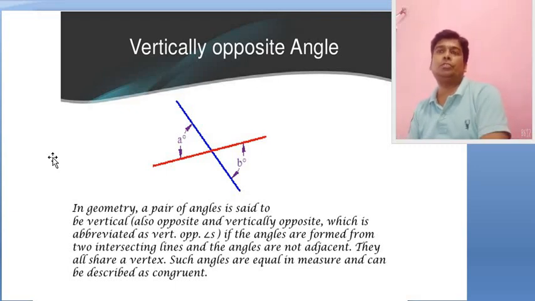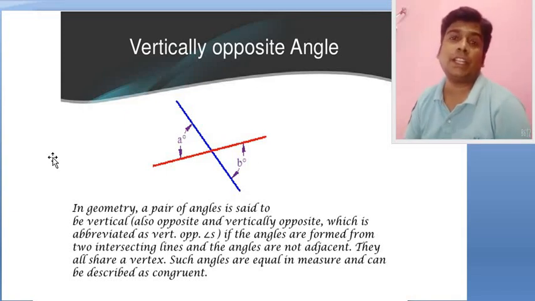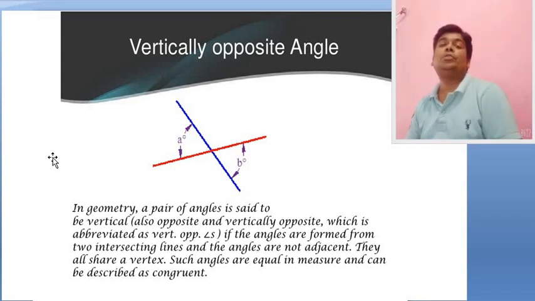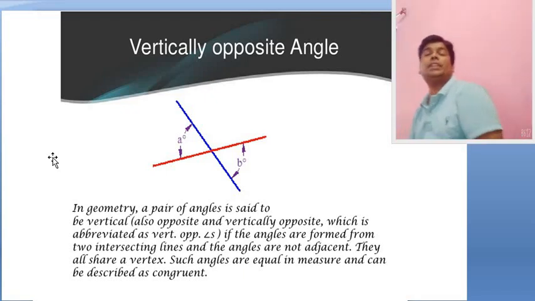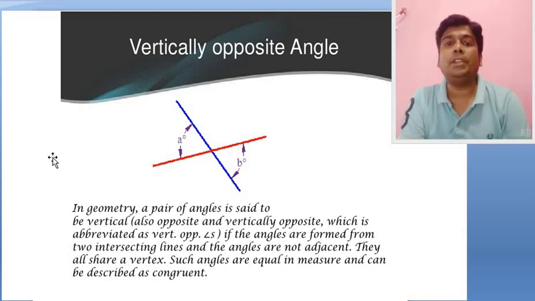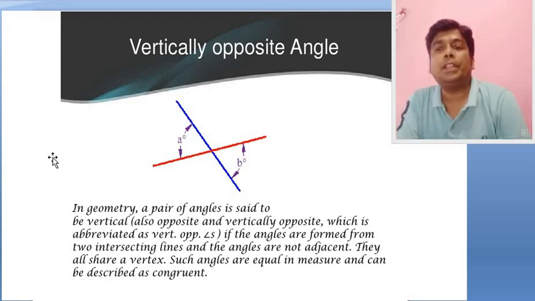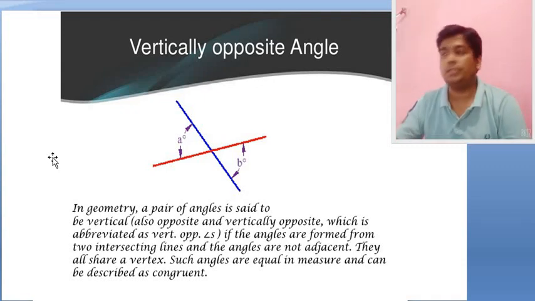Vertically opposite angles. When vertically opposite angles come into existence, if there are two intersecting lines, you can see four angles are formed. So two pairs of angles which are on either side of the vertex are said to be vertically opposite angles. You can see A and B here are on either side of the vertex of the lines which are intersecting. So these two are named as vertically opposite angles. Okay.